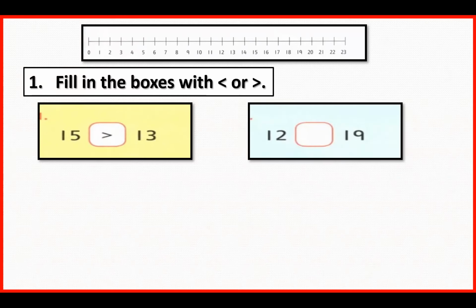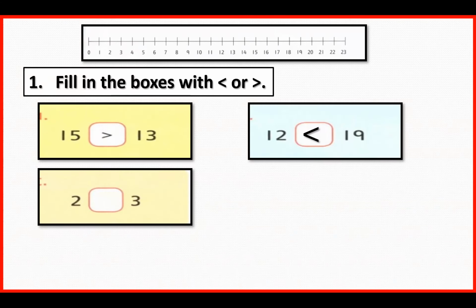The next one is, which number is greater, 12 or 19? Yes, 19 is greater than 12. So here we put this sign, or we can say that 12 is less than 19. The next one is, which number is greater, 2 or 3? Yes, 3 is greater than 2. So here we put the sign towards 3, or we can say that 2 is less than 3.